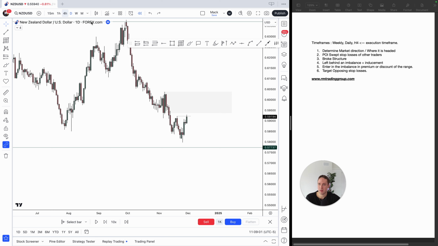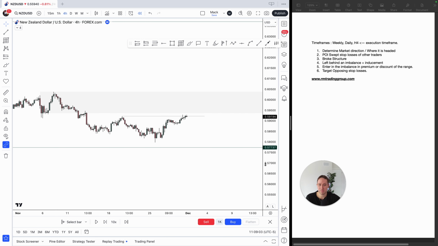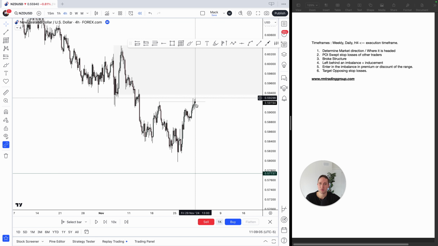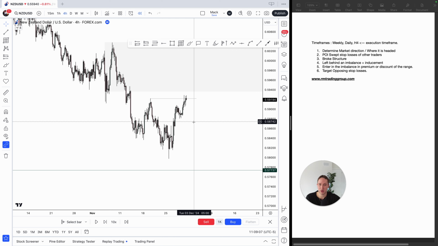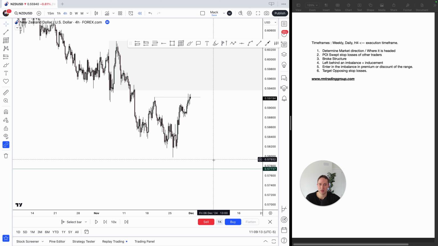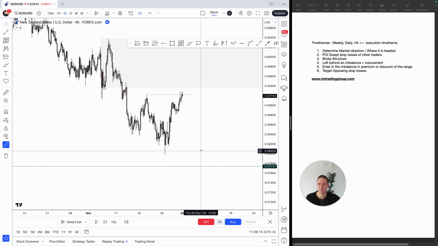So from here, I'm jumping to the 4-hour time frame, and I'm simply waiting for our setup to occur where we get the break of structure after we've swept liquidity with the imbalance, with the inducement to then take the market into opposing stop losses, okay? The opposing stop losses are going to be down here, and they're going to be below this low here.